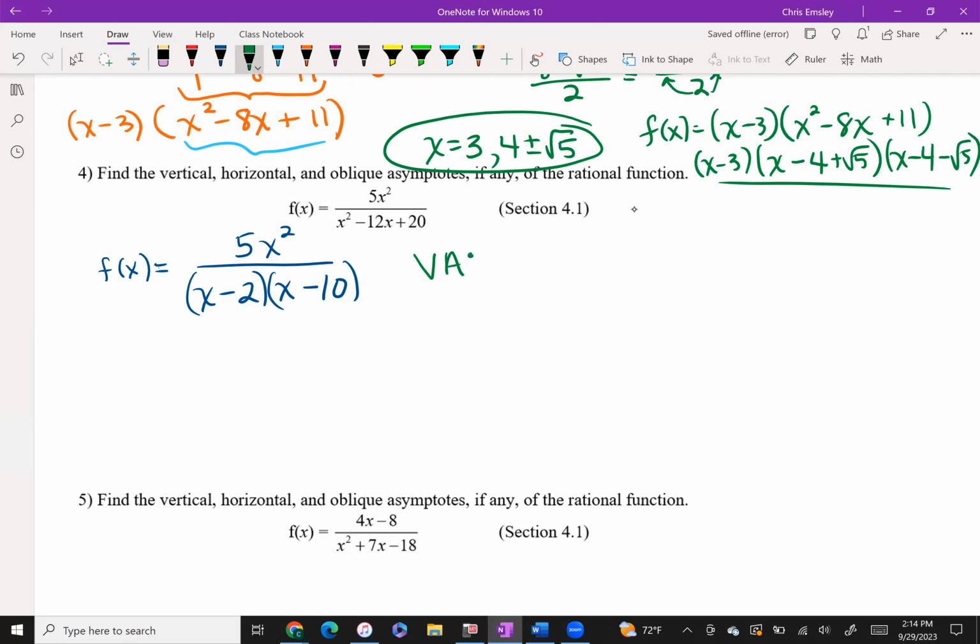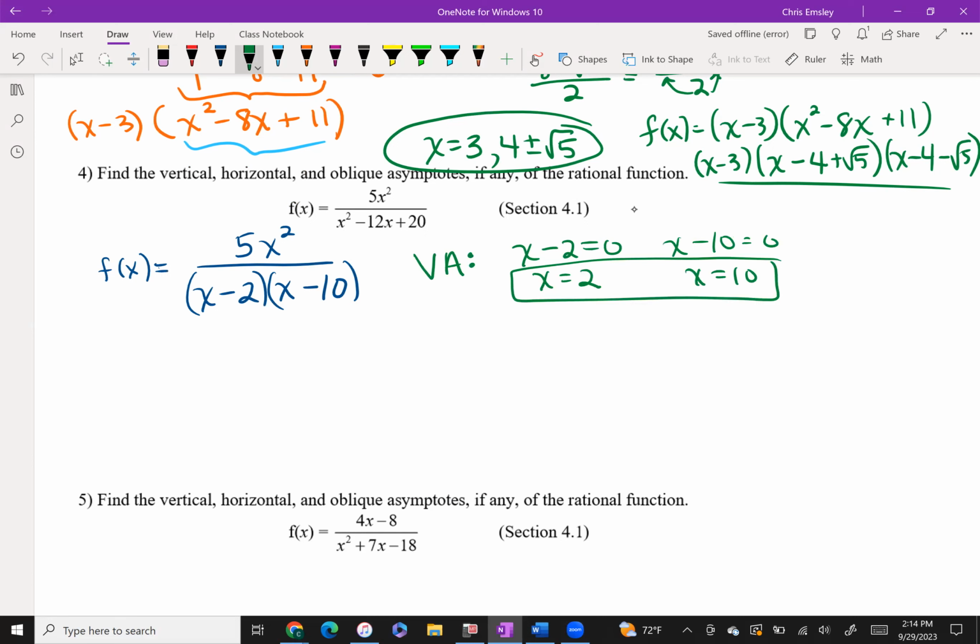Okay, so vertical asymptotes. Vertical asymptotes occur where your denominator is 0. So we get one vertical asymptote here at x equals 2. We get another vertical asymptote here at x equals 10. Those are our two vertical asymptotes.